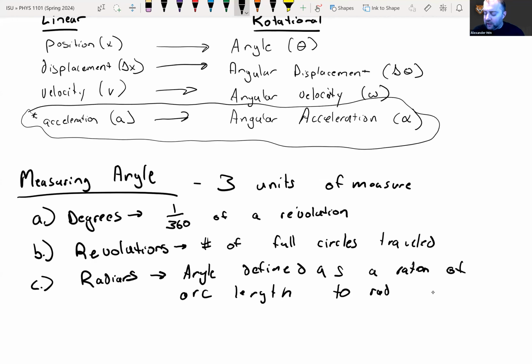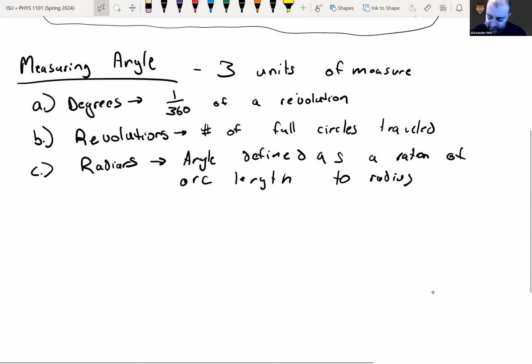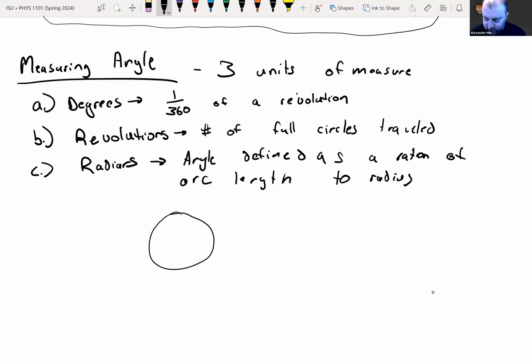Now, the idea behind this, I'll just kind of show you what I mean. If you have a circle and you have some angle, well, that's not so great because it's not really at the center, but we'll define the center. And you have some angle theta like this. Now, you can measure this as some fraction of a rotation. That would be fine. You can measure it as some number of degrees, which is basically another way of expressing a fraction of a rotation.